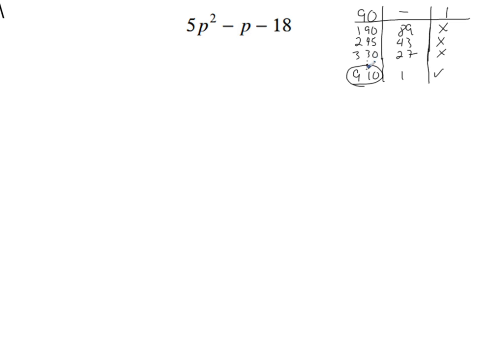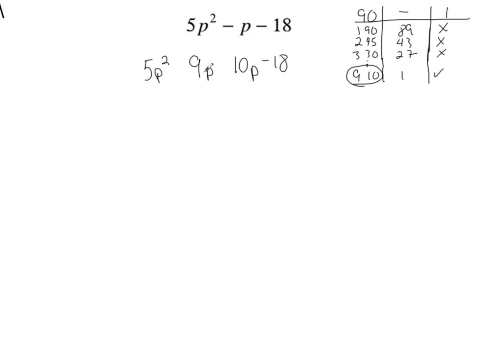All right, but if you didn't know the answer, then you could keep going. I just got bored because there's a lot of factors of 90. Okay, so I'm going to split this middle term up into a 9p and a 10p. So we got 5p squared. We're going to have a 9p and a 10p, and then it's going to be minus 18 at the end.